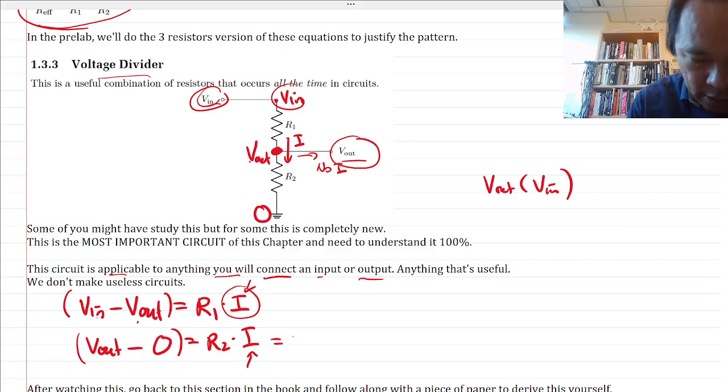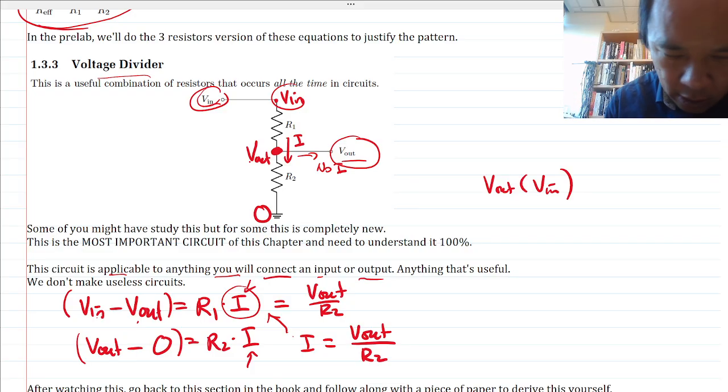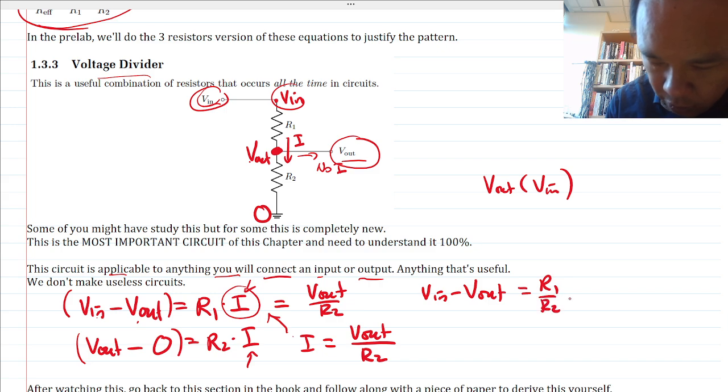I is actually going to be V out divided by R2. I'm going to put that substitution in here. It's going to be equal to V out over R2. So this gets into a kind of complicated equation with multiple terms: R1 over R2 times V out. I want to solve this equation for V out somehow.